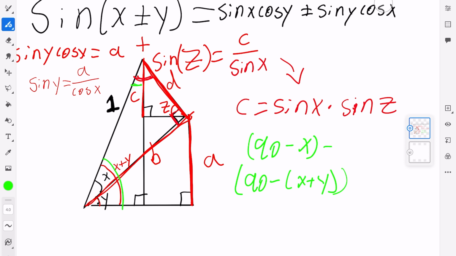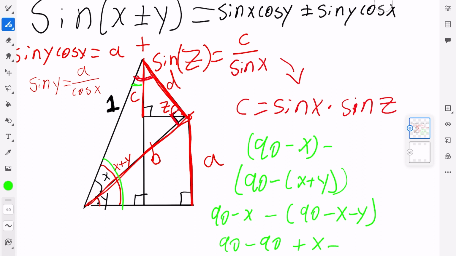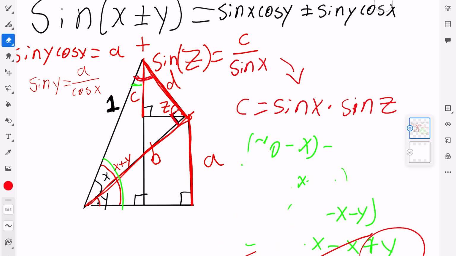So let's just simplify this a bit. So 90 minus x minus 90 minus x minus y, and this turns into 90 minus 90 plus x minus x plus y. So note that these two cancel, and we are just left with y. So let's continue.